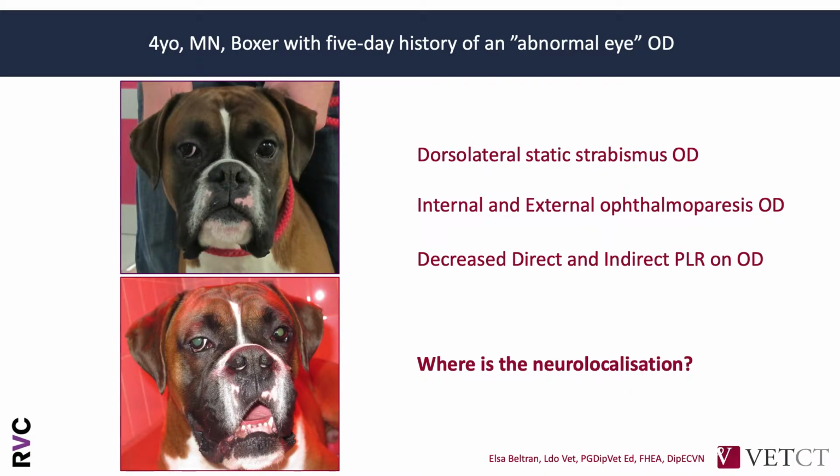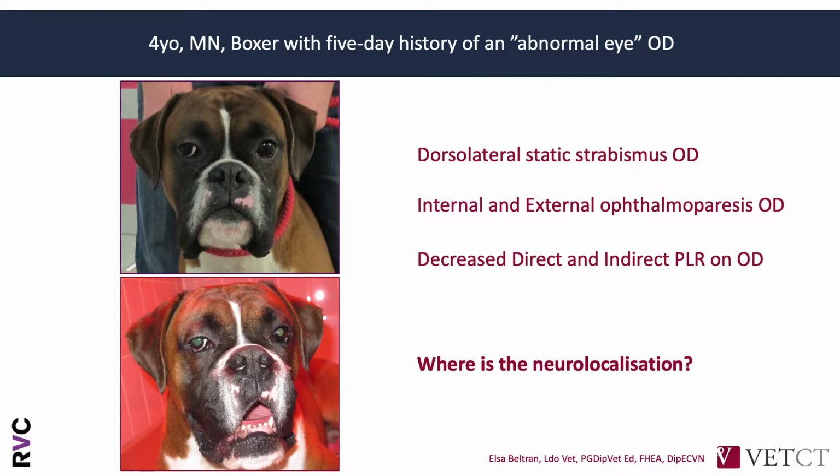It's a 4-year-old male-neutered boxer that presented with a 5-day history of abnormal eye. Physical and neurological examination revealed this dorsolateral static strabismus on the right eye. He had internal and external ophthalmoparesis on the right eye with decreased direct and indirect PLR on the right eye. So the first question is, where is the neurolocalization?